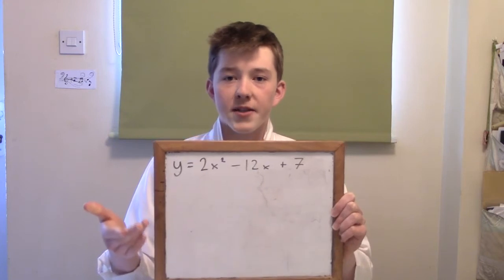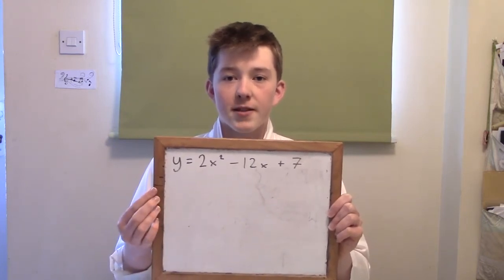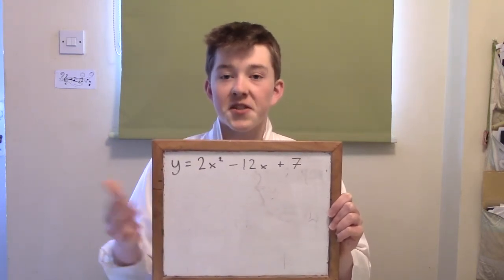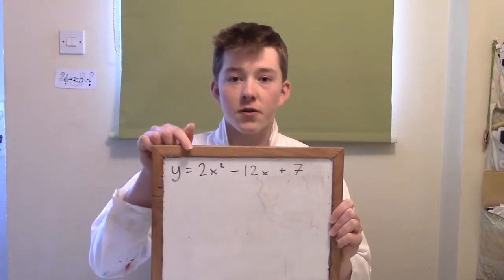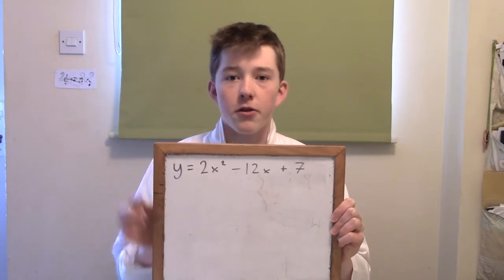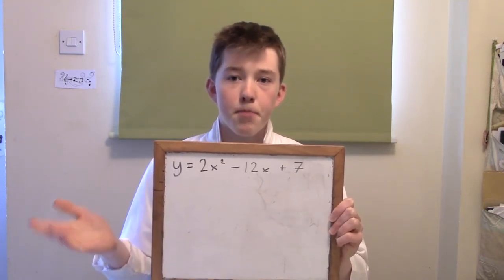I'd like to move on to the more difficult part of the homework, which is what my friend was struggling with. When you have a coefficient of x squared. For example, y equals 2x squared minus 12x plus 7. This is similar to the equations we had before, but you'll notice that the a constant is now 2 rather than 1, which makes it a bit more difficult.